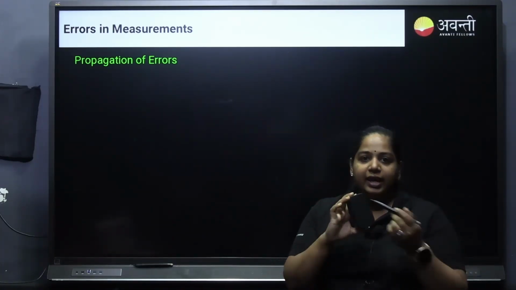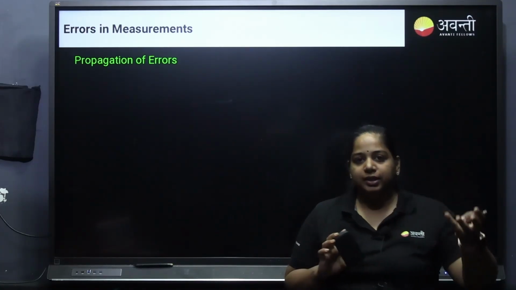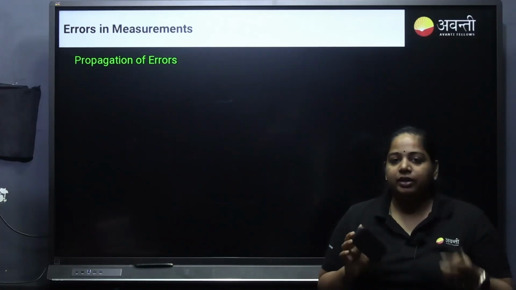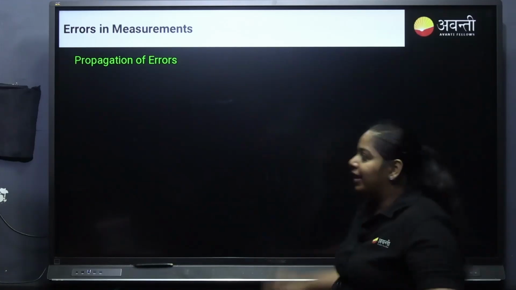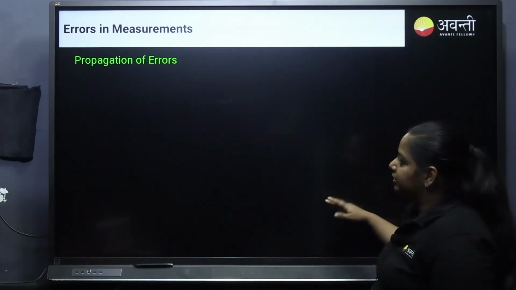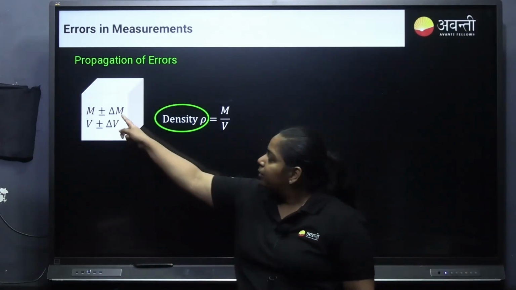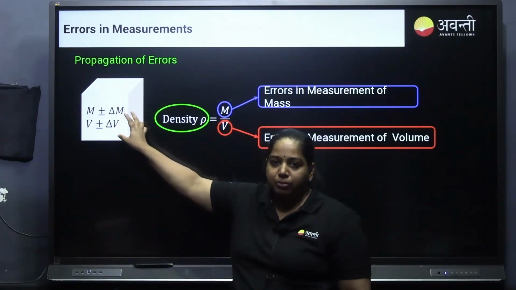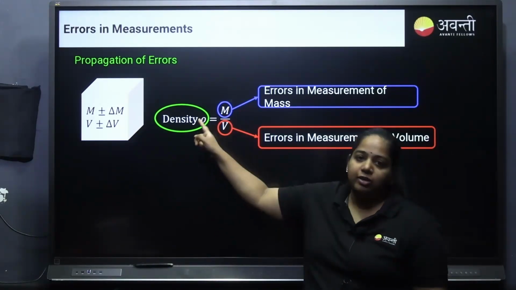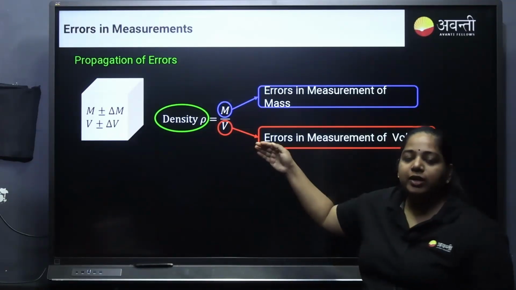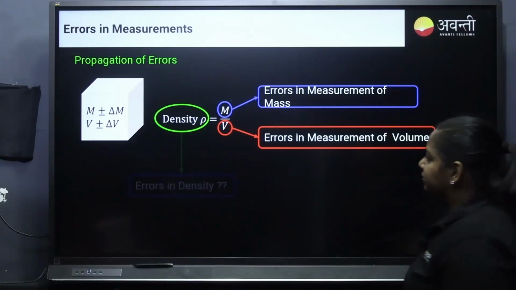Now if I am finding the area, that is length into breadth, I am not using the correct values, right? I am using the wrong value with error in it. So the area will also have error. So how to find that? That is called propagation of errors. If measurement of mass has some error, measurement of volume has some error, which means if we are calculating density, it will also have some error, right? How to find that? That is propagation of errors.